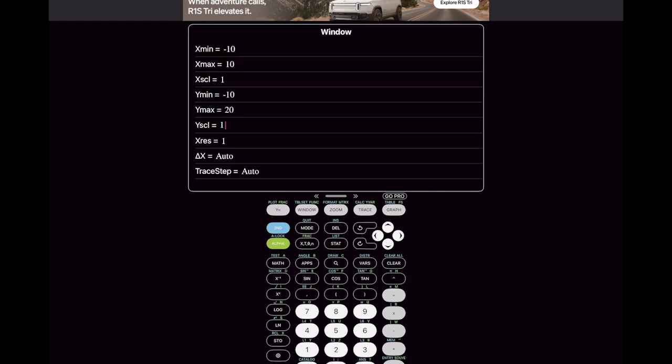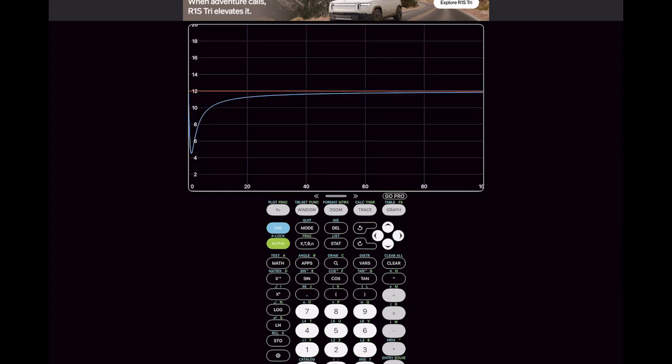Again, you can make your x max 100, and let's change our x min to 0 and our y min to 0. So we're not actually going to look at negatives here since we're dealing with oxygen concentration, right? Can't have negative. So now go to graph and you can see that it's never actually going to intersect with that horizontal asymptote.